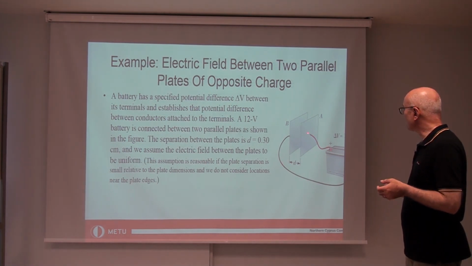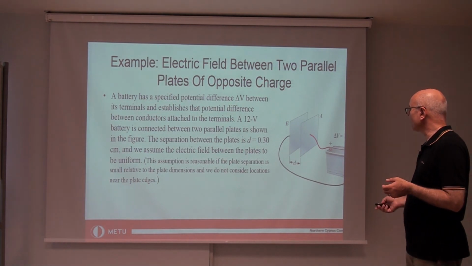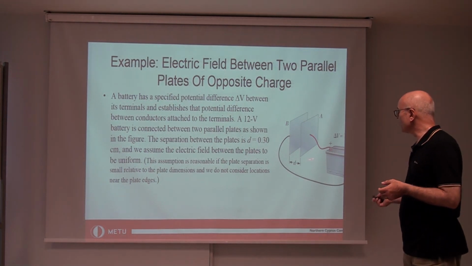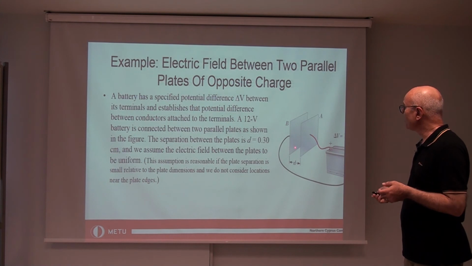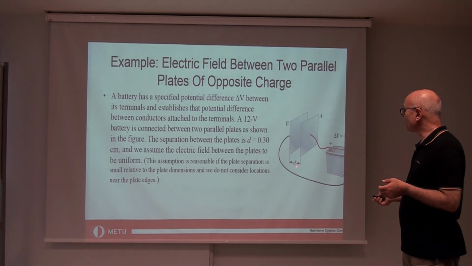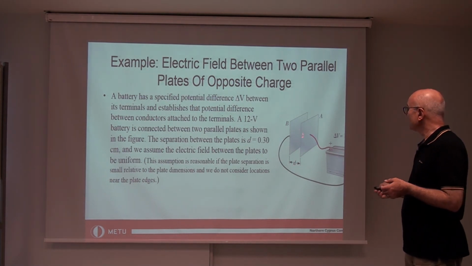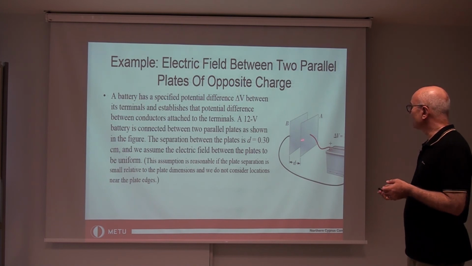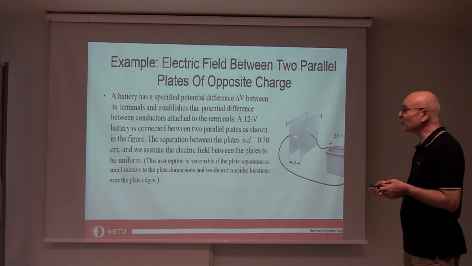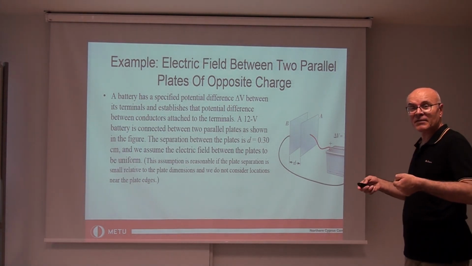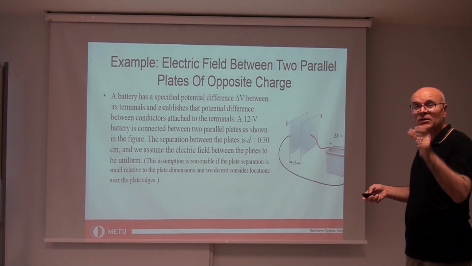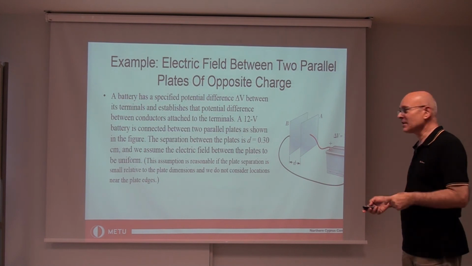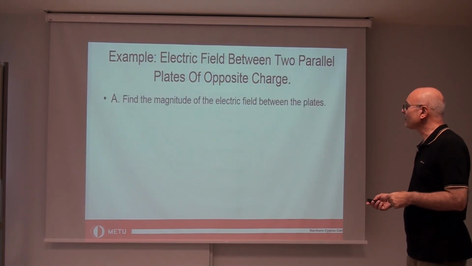We connect one plate to one terminal and the other to the other terminal, positive and negative, of the battery. So we have here such an example. The plates are separated by 0.3 meters, and the voltage of the battery is 12 volts. That is, there is a potential difference between them, maintained by the battery, equal to 12 volts, a constant potential difference.